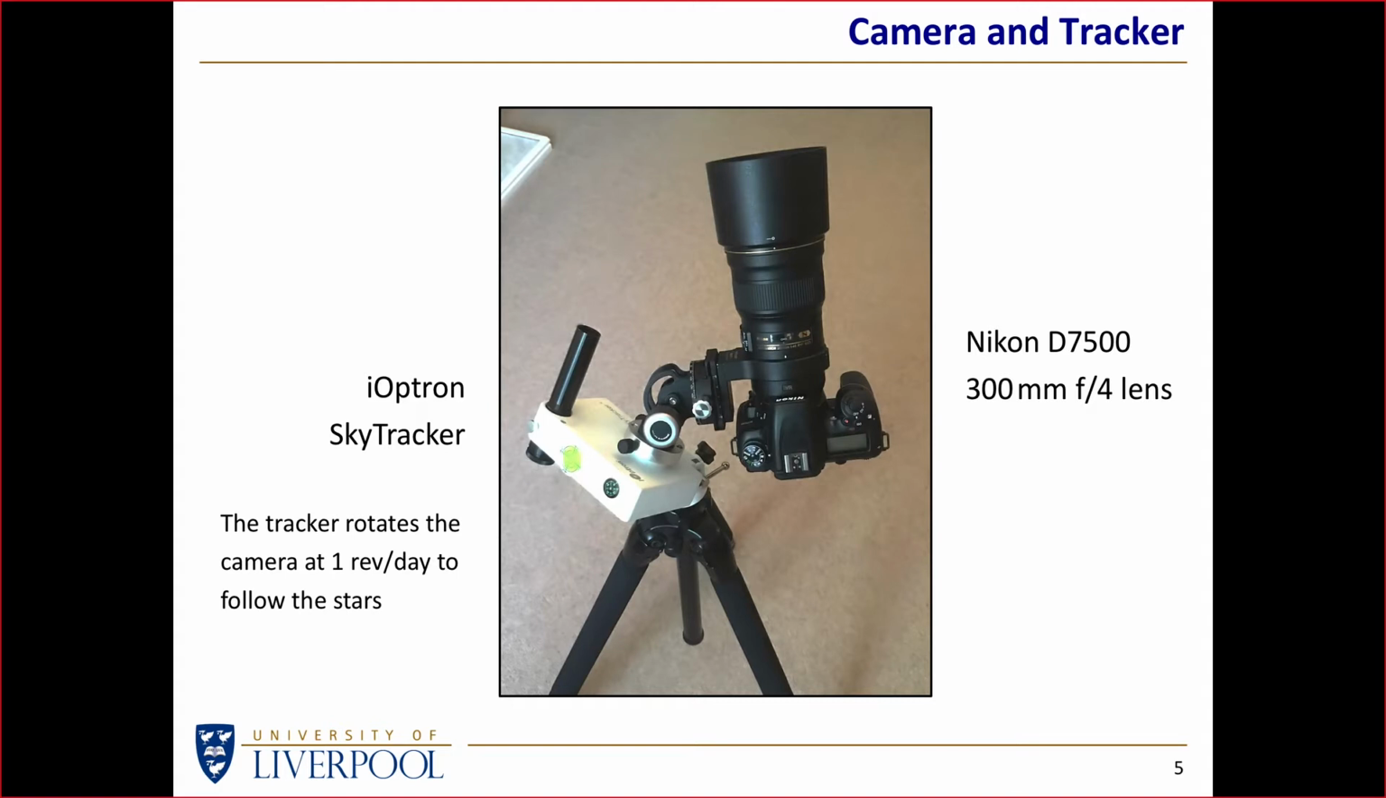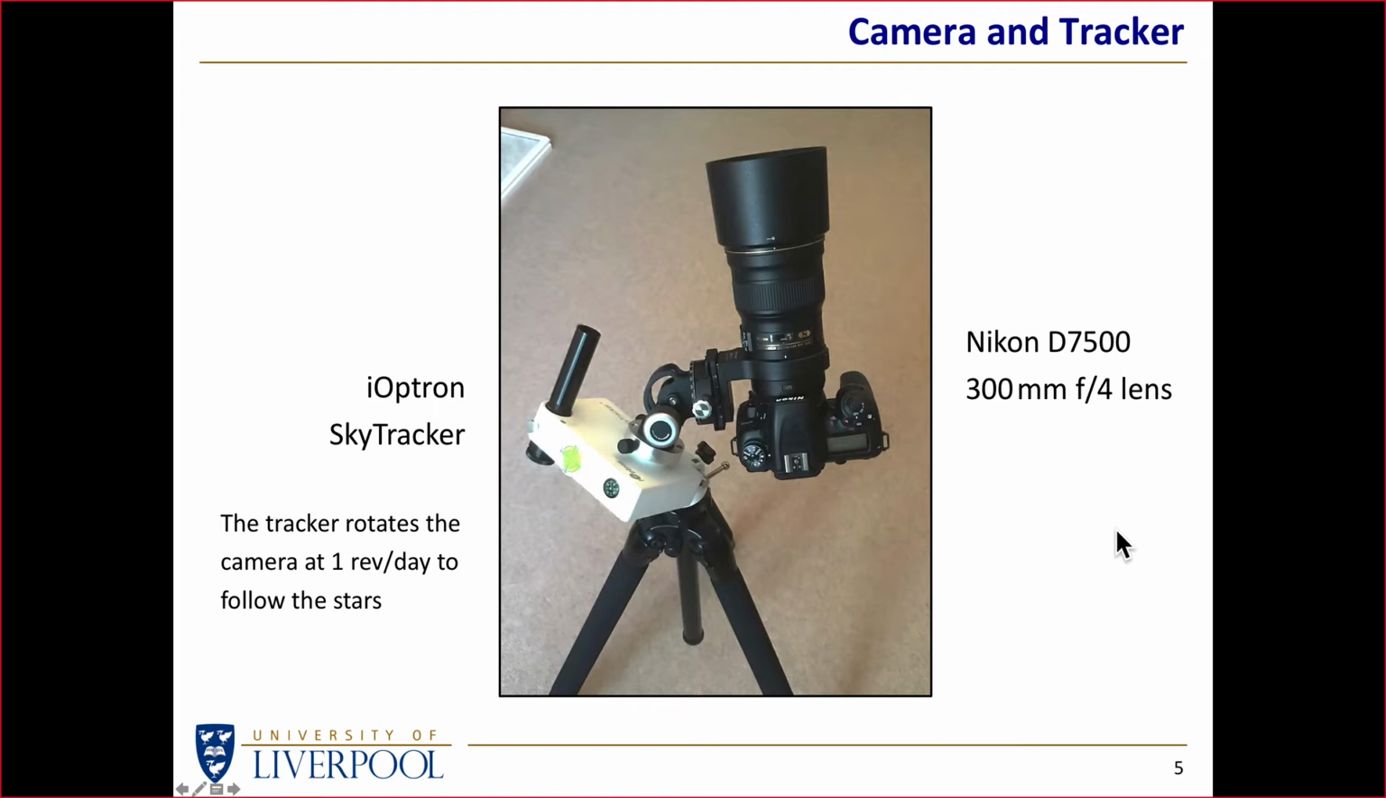And then the tracker just rotates once a day, and that guarantees that the camera stays pointing at the same object, give or take a fraction of a degree. The camera is mounted onto the tracker via this little mounting here, which means we can simply adjust where the camera is pointing. This stays fixed, pointing at the Earth's axis, and the camera can point to any part of the sky that we like to take an image.